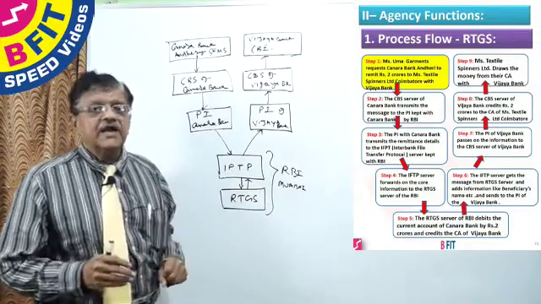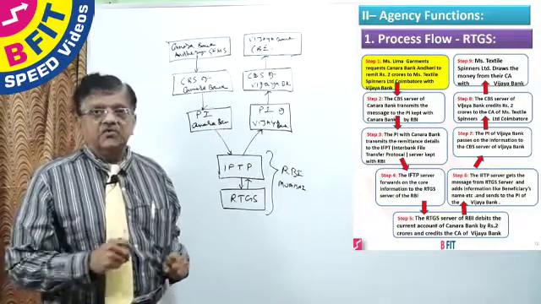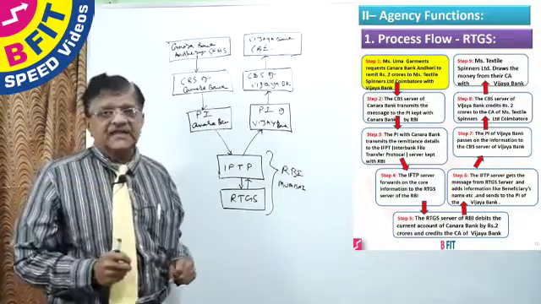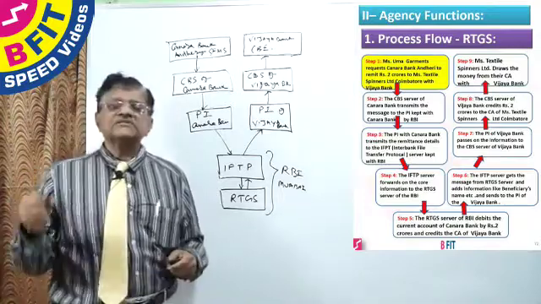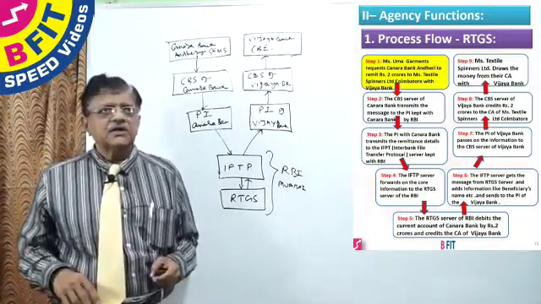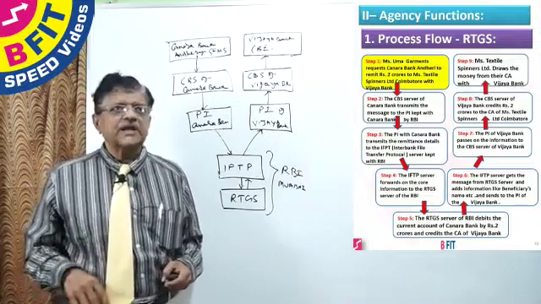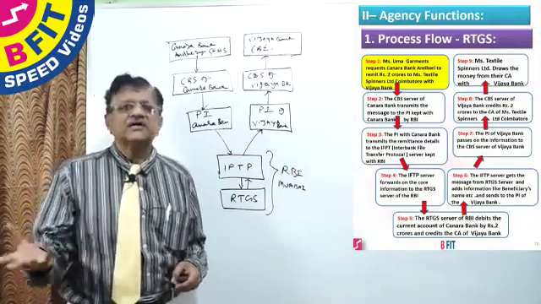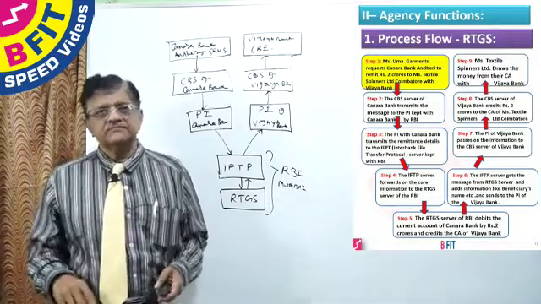Now let us see how the process flows when the RTGS transaction is initiated. First, Uma Garments requests Canara Bank Andheri branch to remit 2 crores to Messrs. Textile Spinners Limited, Coimbatore. They must issue a check to Canara Bank and ask them to remit the money.